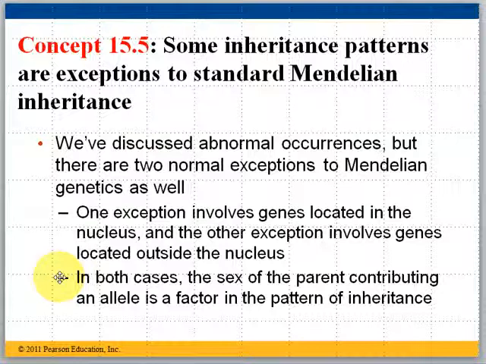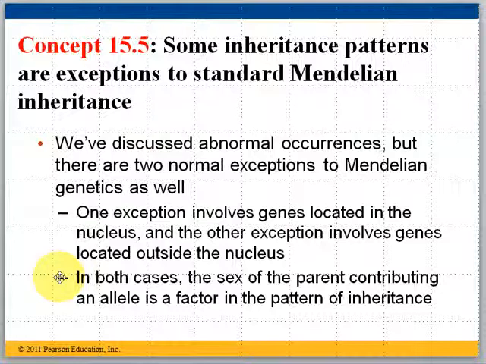All right, we're going to wrap it up. The last concept for this chapter. We have talked about a lot of laws and rules of inheritance that Mendel helped develop, and of course we've seen where there can be problems that arise. But now we're going to talk about some inheritance patterns that are the exception to the standard Mendelian inheritance. So in biology in particular, there seem to be rules, and if there are rules, there are going to be exceptions to those rules.